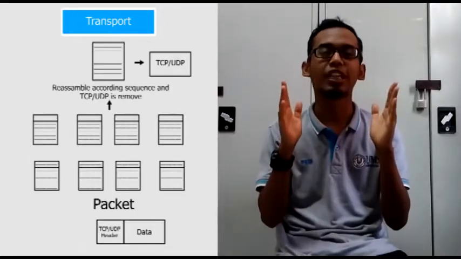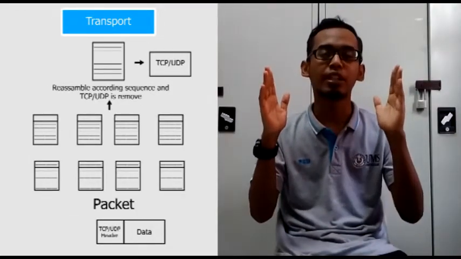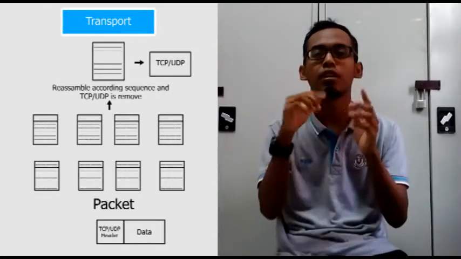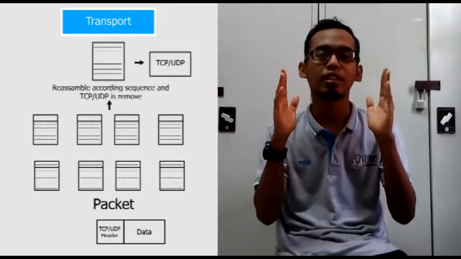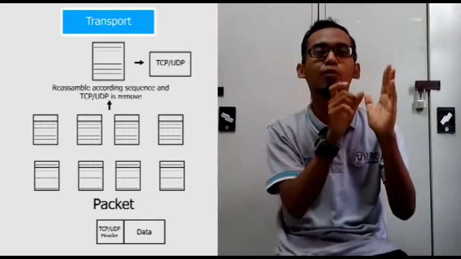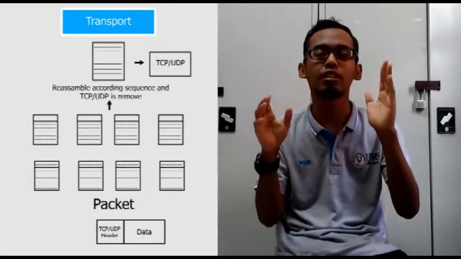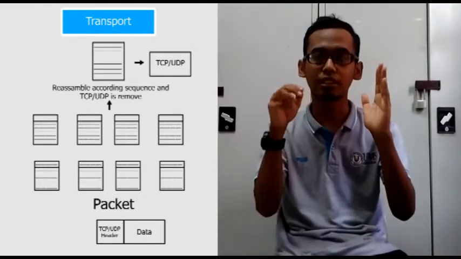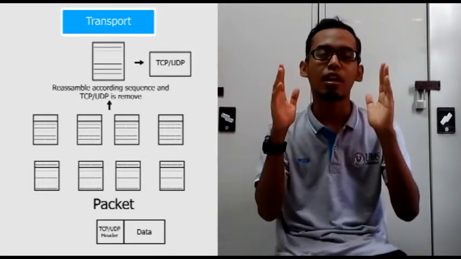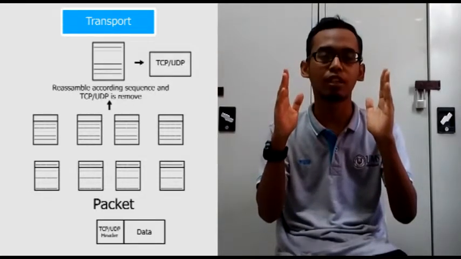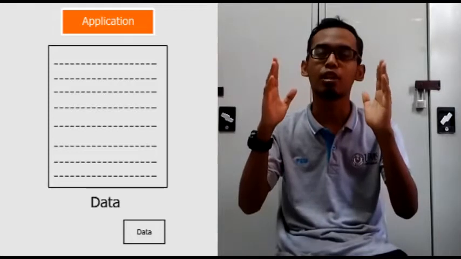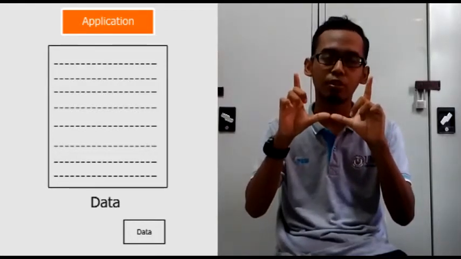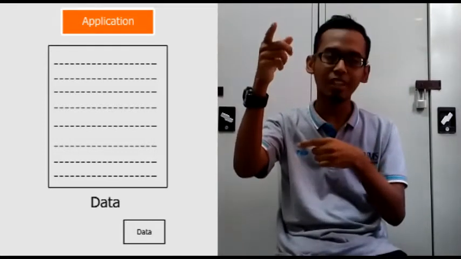In the transport layer, the small packets will be reassembled. If the data was 8 pieces, it will be combined into one. Because the pieces still have TCP headers, they will be assembled in sequence until 8. After it has been assembled correctly, the TCP and UDP header will be removed. Then there will be one complete piece of data, and we go to the application layer.